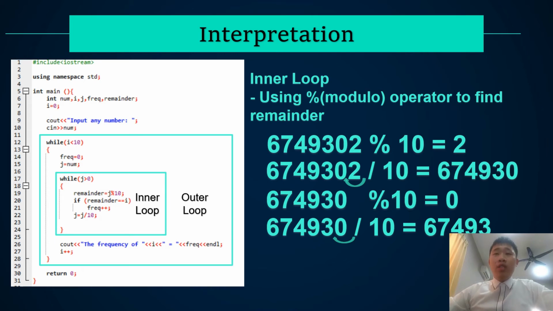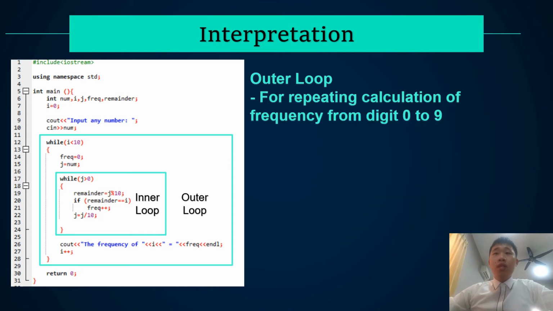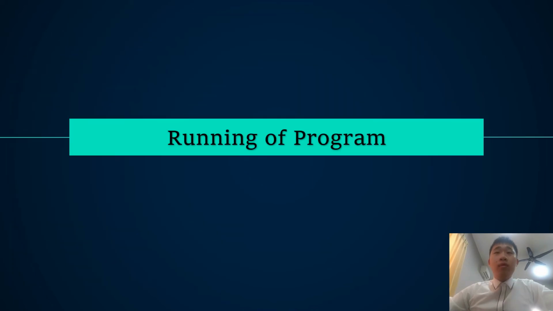If it's 0.6, it will equal 0. Then the inner looping will stop because j is no longer greater than 0. It will not do the loop, so it will move on to the outer loop. The outer loop is just for repeating the calculation of frequency from digit 0 to 9.